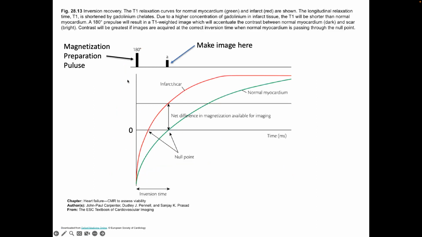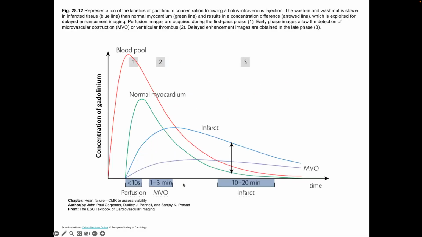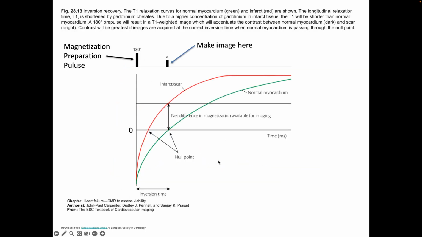We looked at this graph, I think last Wednesday, where we have normal myocardium and this is time in milliseconds. So this is about 2 seconds from here to here, say. Remember this, look, these are minutes along here. This is minutes, right? This is seconds, and this is the magnetization recovering.